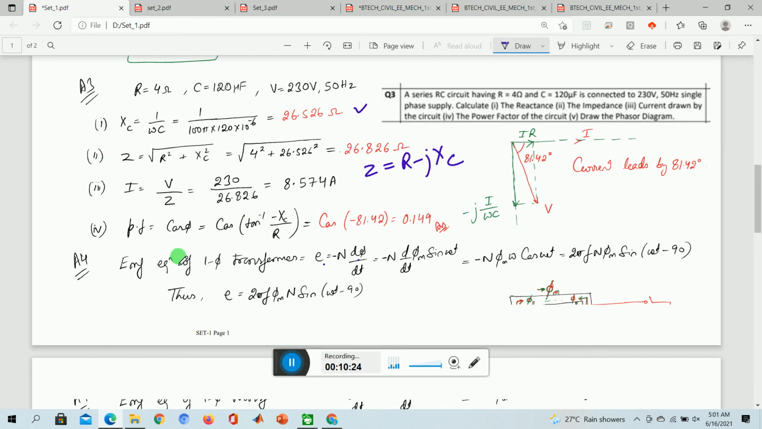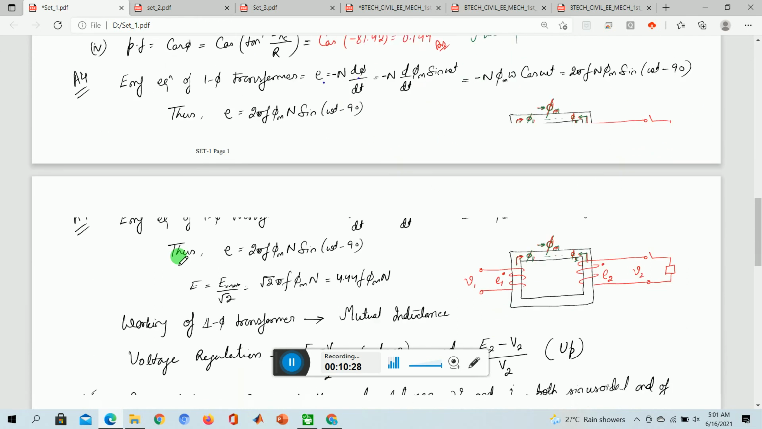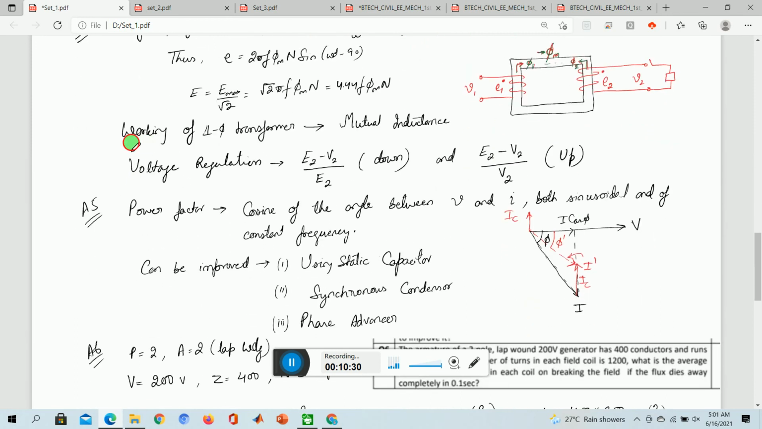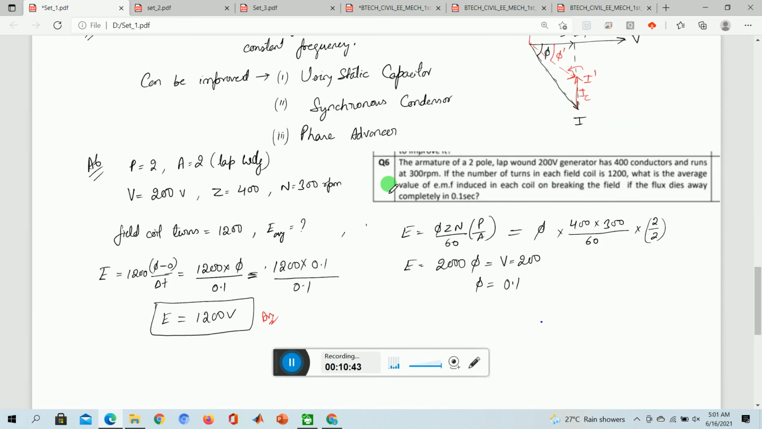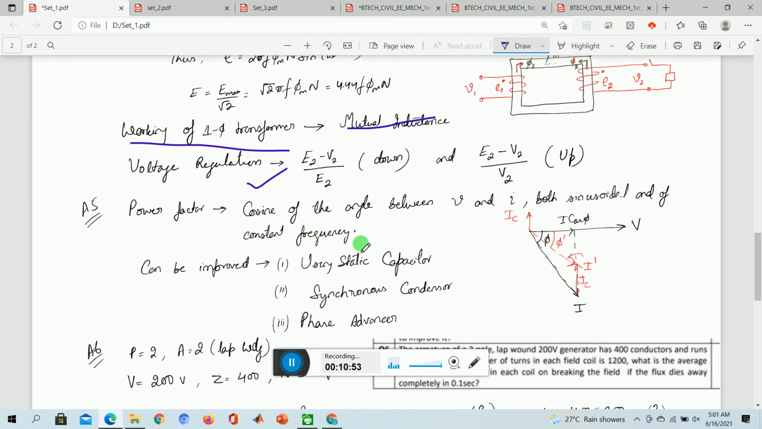Next, you derive the EMF equation of a transformer. So that one can derive, and also the working of that single phase transformer you can explain by using mutual inductance, and then you have voltage regulation, you can write any one of it. Then you have the power factor. Why do we need to improve the power factor of an AC circuit? This question is asked.